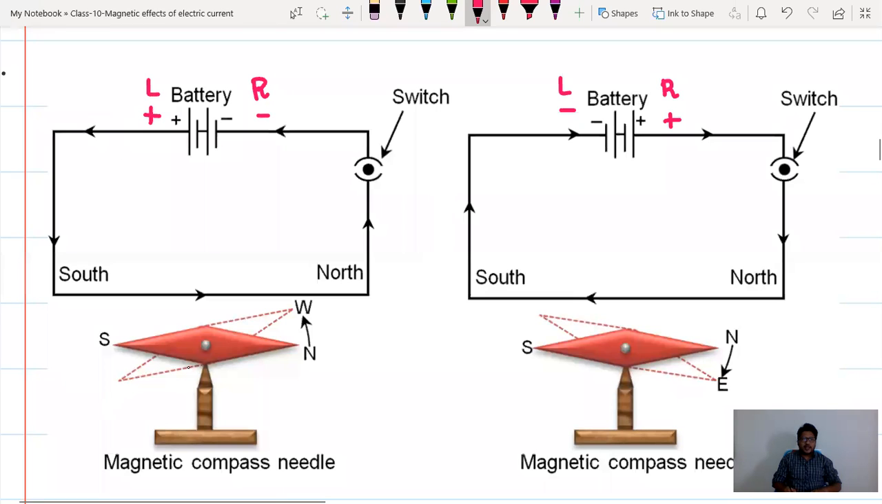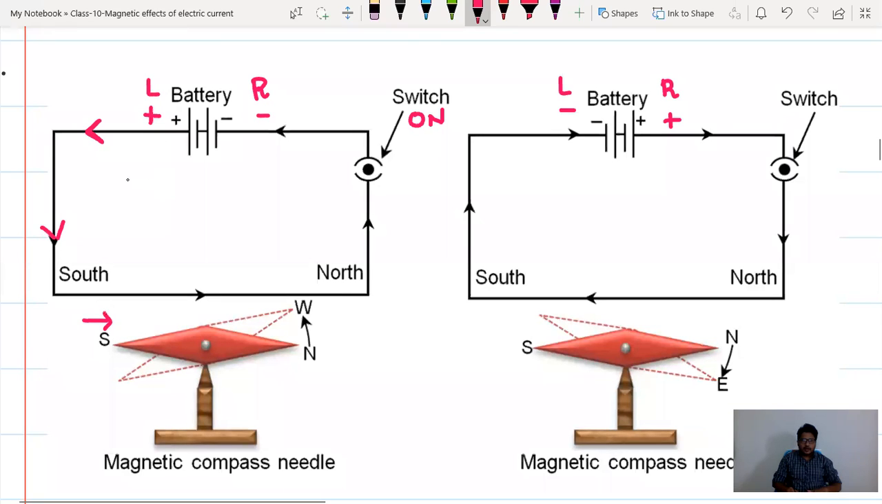Now if you place a compass needle near any limb of the circuit, at first it will show the south and north direction only, the default direction. Now if you switch it on, current is flowing from the positive terminal and entering toward the south, isn't it?